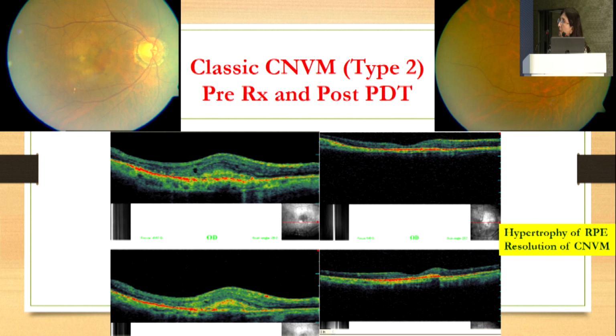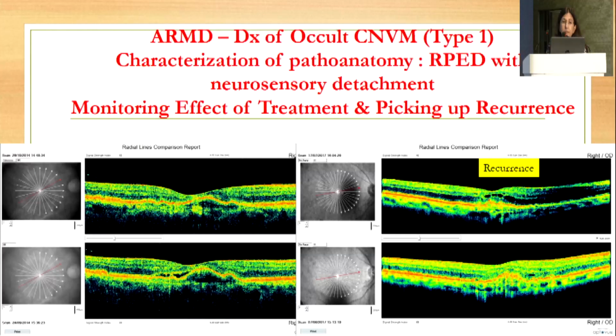So post the treatment in CNVM, usually as it regresses, we will have hypertrophy of RPE and the scar formation. That's when we know that it has regressed. Occult CNVM, here we would get usually a picture like this with a PED with subretinal fluid, and once it is regressed, then we keep a patient on serial monitoring, and as and when we get a recurrence of fresh fluid, then we again treat.